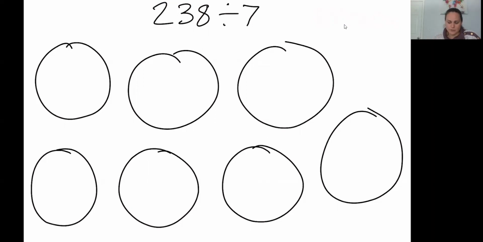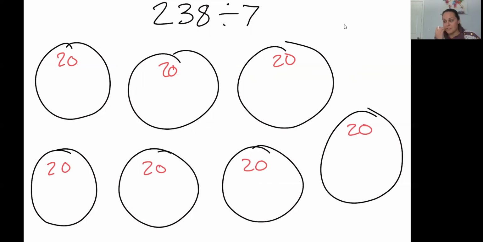But maybe you're not so sure about that. And you think, well, I'll just stick with my 20s. So I'll model that one. So I hand out my 20s and I count as I go: 20, 40, 60, 80, 100, 120, 140. Okay, I'm at 140 so far. Still almost 100 off, but that's okay.